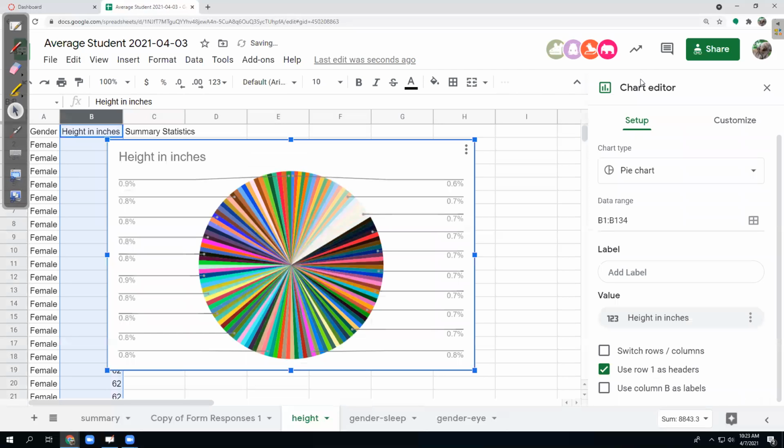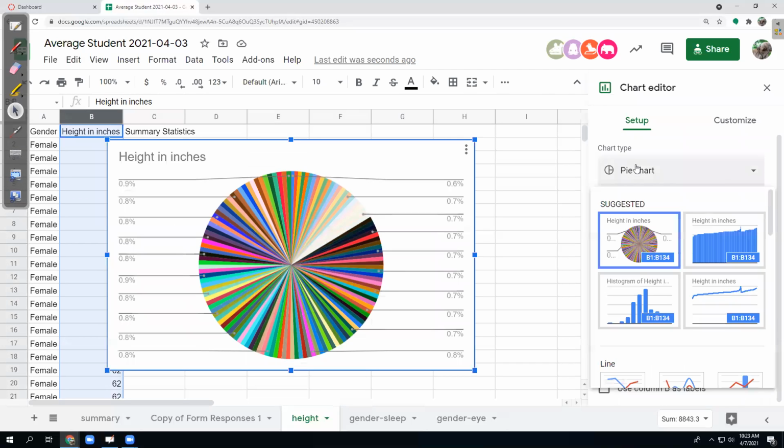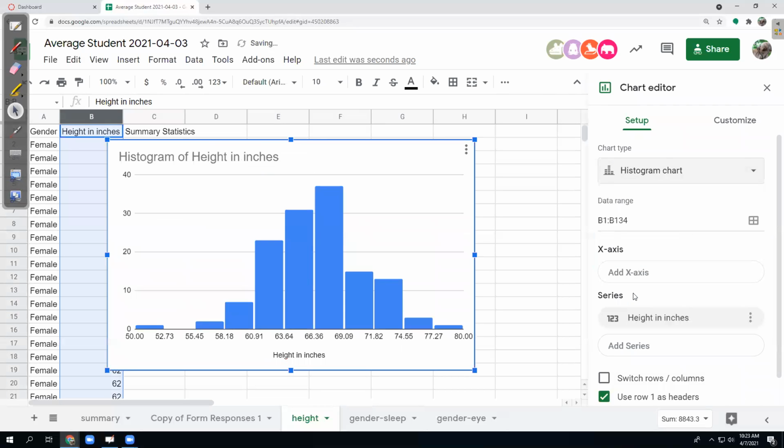Usually Google will pick histogram. Instead it picked the crazy pie chart. That's beautiful. That's not what I want. So then I look for histogram. All right, so I made that histogram and it's got some funky endpoint numbers. So I just want to pick something nicer. Let's see, 50, 52.73. So it's jumping by almost 3.